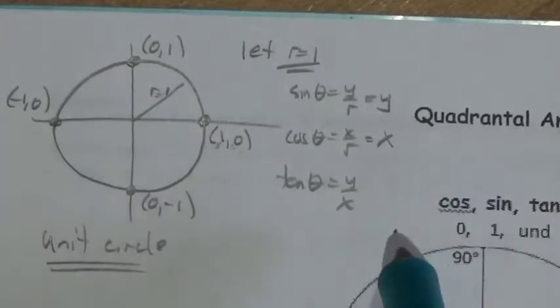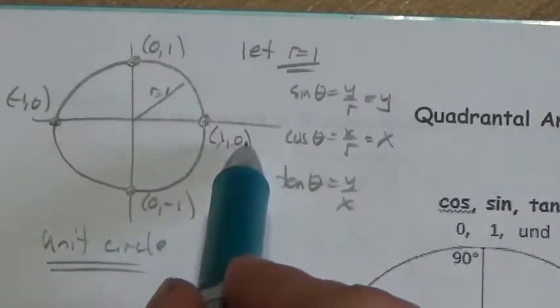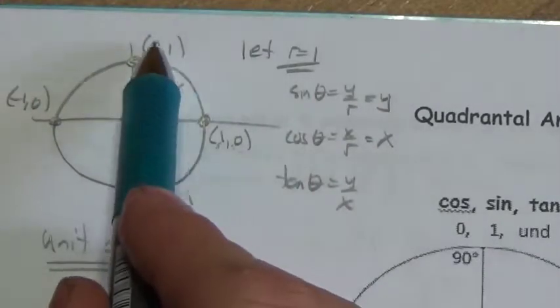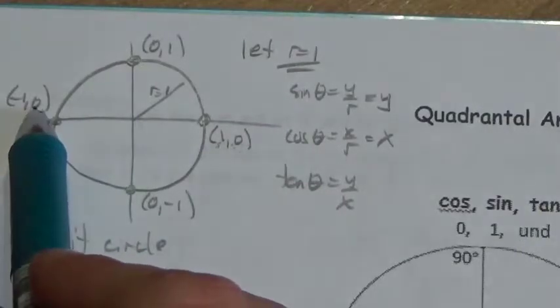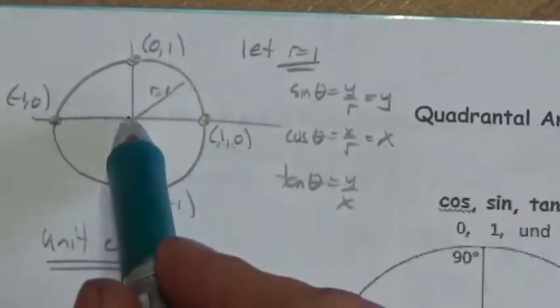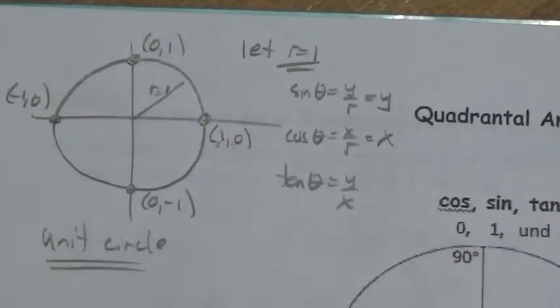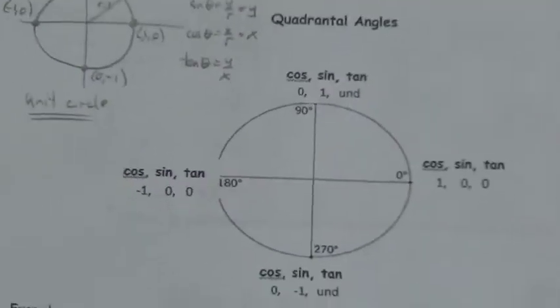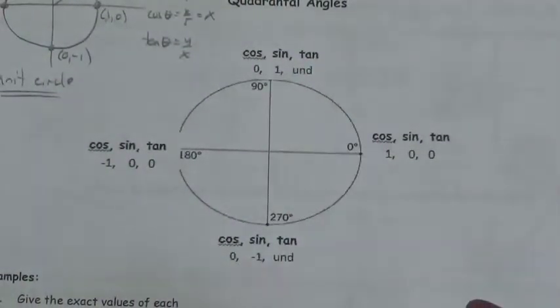If you want tangent, just remember that it's the y coordinate over the x coordinate. So tangent of 0 would be 0 over 1, 0. Tangent of 90 would be 1 over 0, which is undefined. Tangent of 180 would be 0 over negative 1, 0. Tangent of 270 would be negative 1 over 0, undefined. And so now this little chart right here kind of gives you a way of remembering all that.